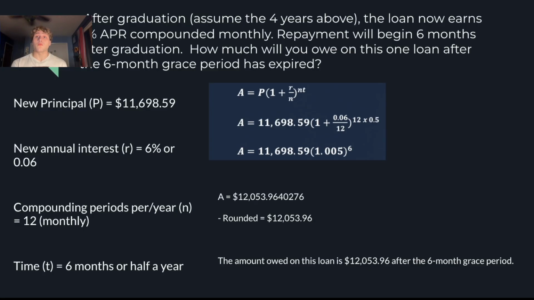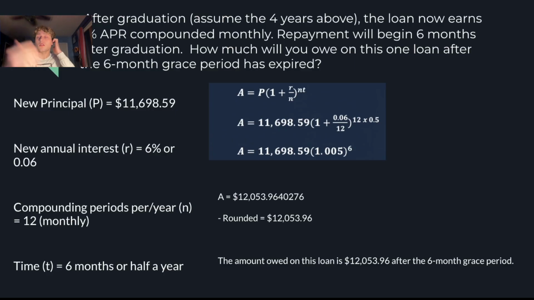So again, we have this new principal, which is the value we used for the previous question, 11,000. The new annual interest rate is 6%, or 0.06. The compounding period per year is 12, monthly, so you have 12 periods per year, and the time is 6 months, or half a year.